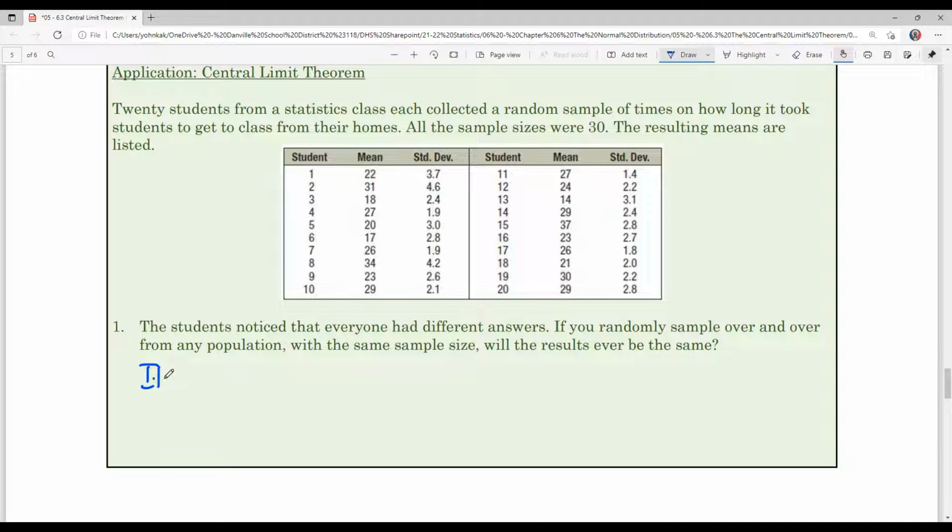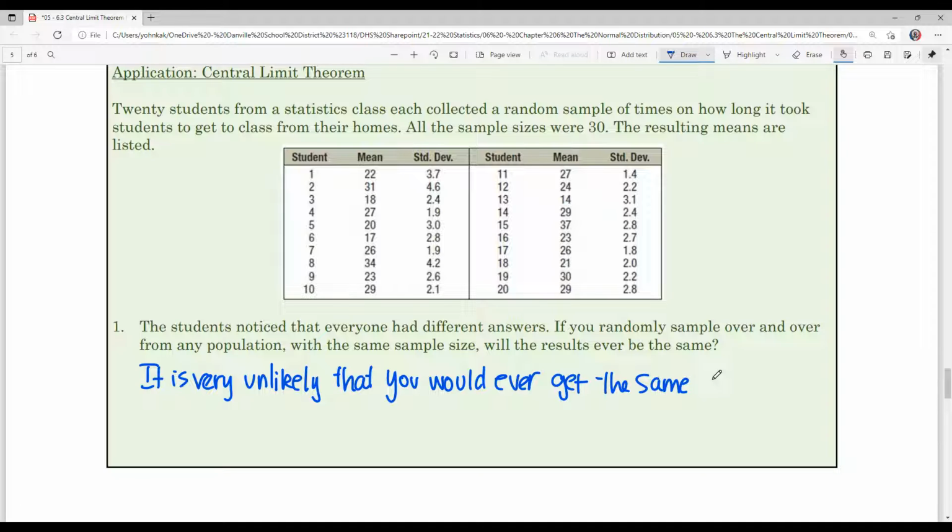So it is very unlikely that you would ever get the same results. That's because each of those samples is different, and each of the people in the sample is different. And so it's going to be a very small possibility that you would ever get the same results. It is possible, but it's very unlikely.